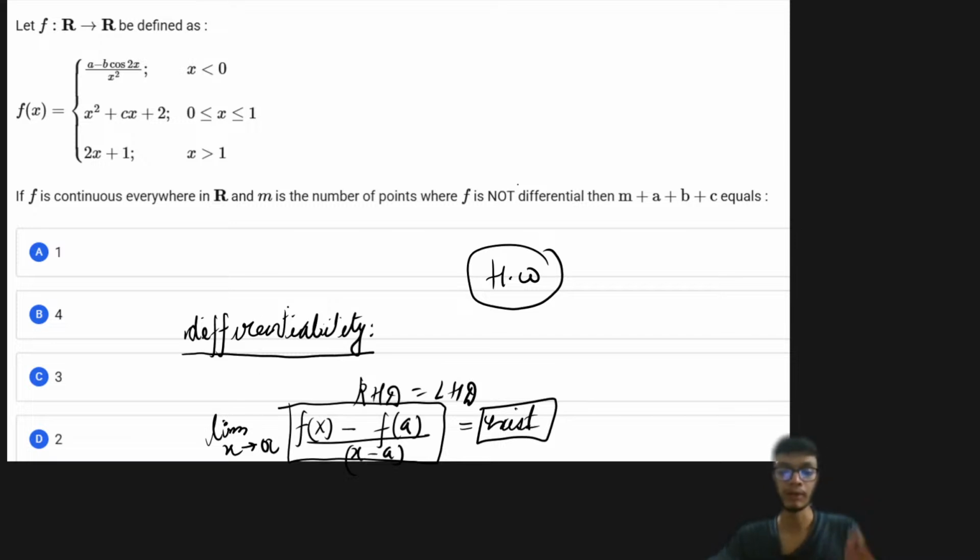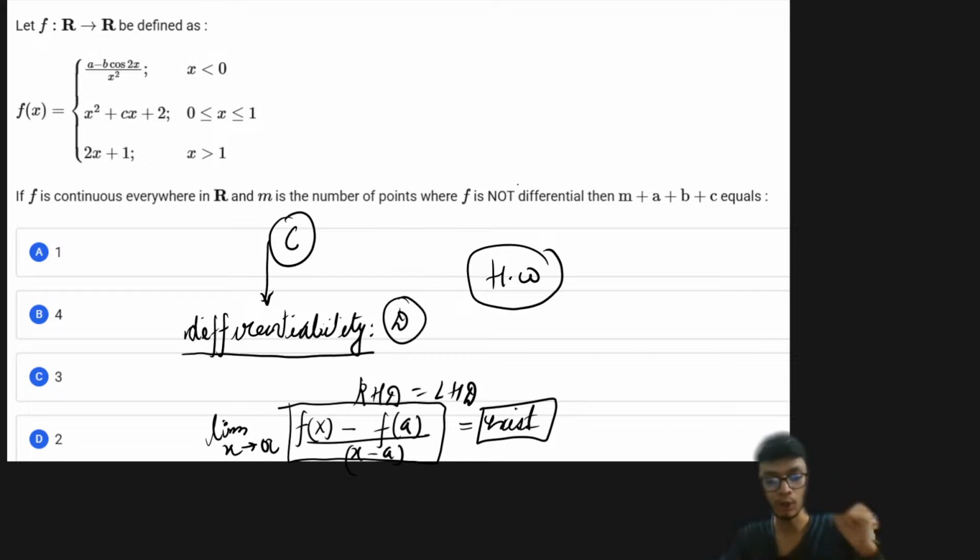So, and one more thing, in order for a function to be differentiable, that particular function must be continuous. First of all, we have to check for continuity and then we go on to the differentiability check. Okay, so for a function to be differentiable, it must be continuous. I hope this part is clear.